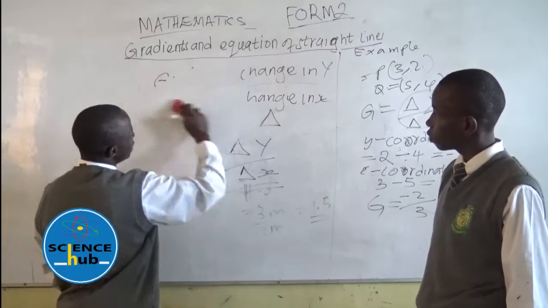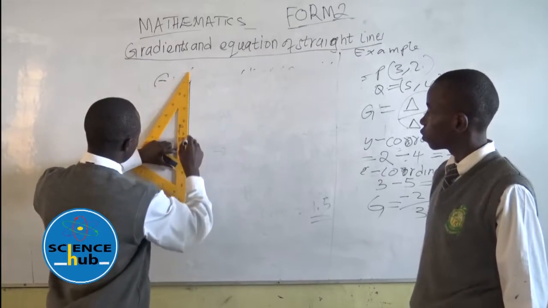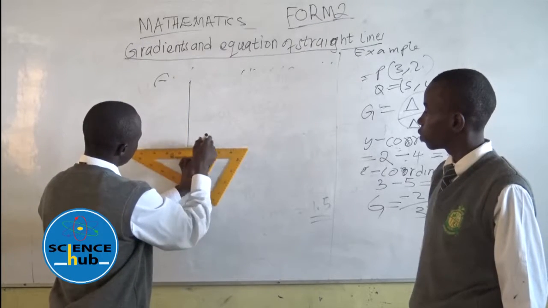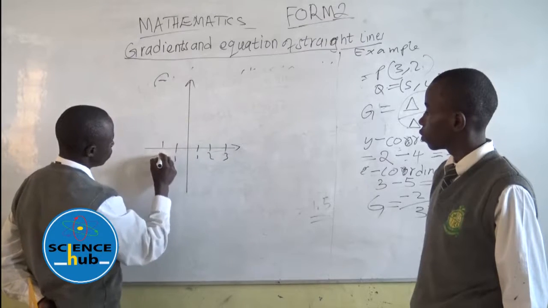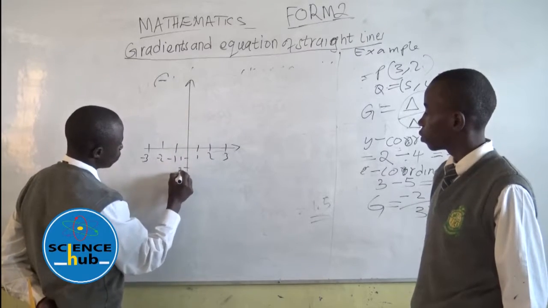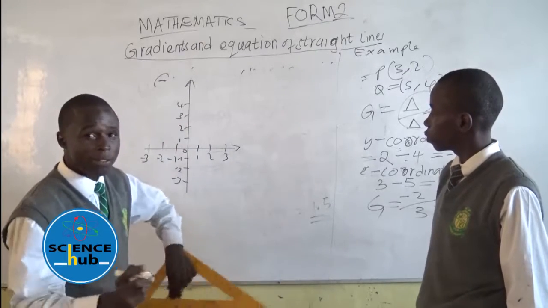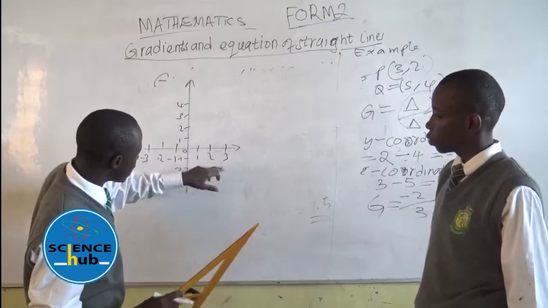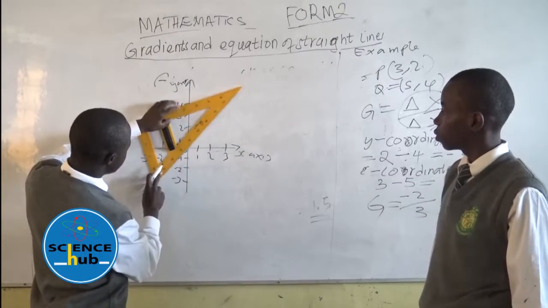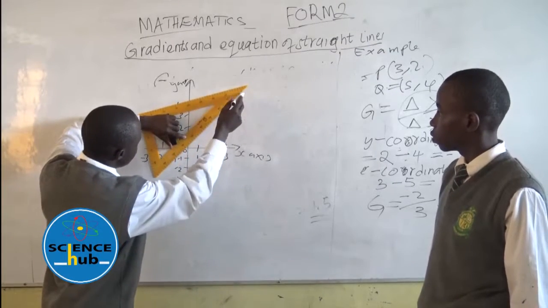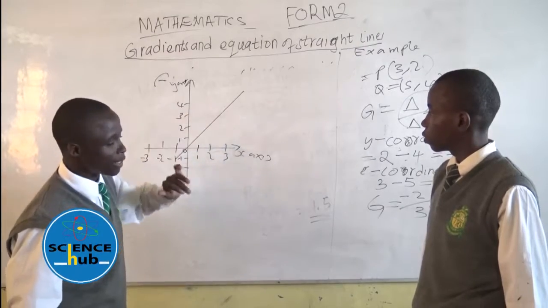For example, maybe you are given a triangle in a Cartesian plane like this one. For a positive gradient, whereby there is a corresponding increase in the x-axis and also a corresponding increase in the y-axis, the line must be going in this direction.